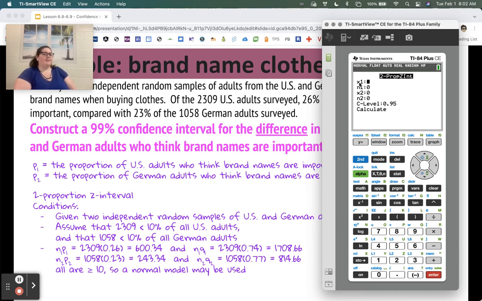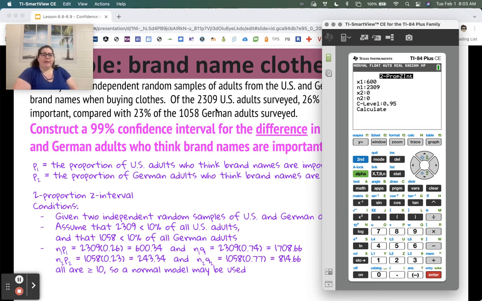x is the number of successes. Now in this problem, they didn't give us a number of successes. They gave us a percentage. So I can actually calculate that in this screen. I kind of already found it down here, but 0.26 times 2309, which was our sample size for US, and 26% was our proportion for US. And I get 600.34. Now your calculator is not going to like that there's a decimal there, so I'm just going to go ahead and round that to 600 and replace that with 600. But this way, at least I don't have to do that math separately and put it in. Our sample size for US is 2309.